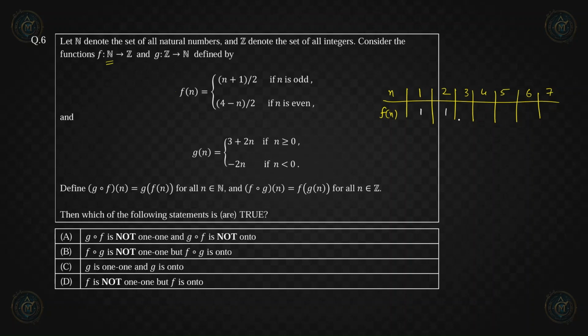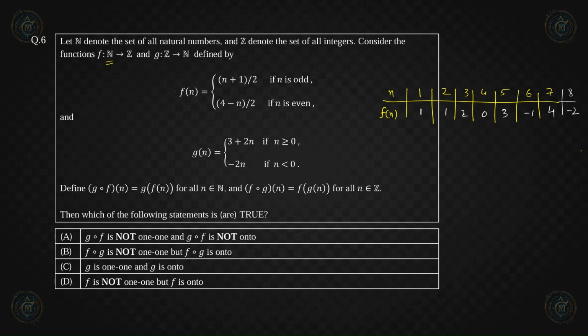Then we have 3. Again this definition, (3 plus 1) by 2, that means 2. Then for 4 it will be 0. Then for n equal to 5 it will be 3. And for n equal to 6 this will be minus 2 by 2, that means minus 1. Now for n equal to 7, similarly it will be (7 plus 1) divided by 2, that means it will be 4. So we can see the pattern. For n equal to 8, it will be minus 2.